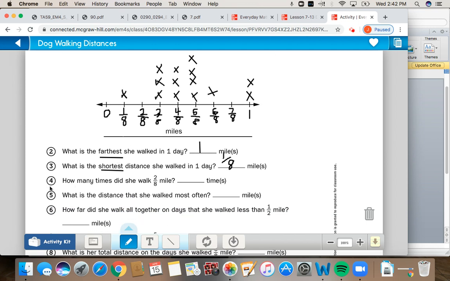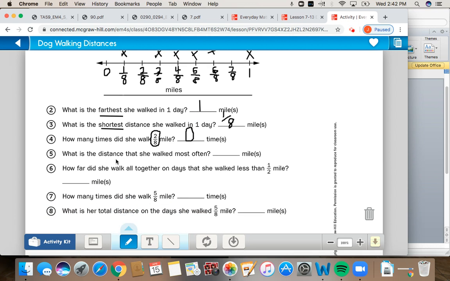All right, let's take a look at number 4. How many times did she walk 2/8 of a mile? So go figure that out. How many times did she walk 2/8 of a mile? Well, here's 2/8, and there's no data above 2/8. That means 0 times. She never walked 2/8 of a mile.